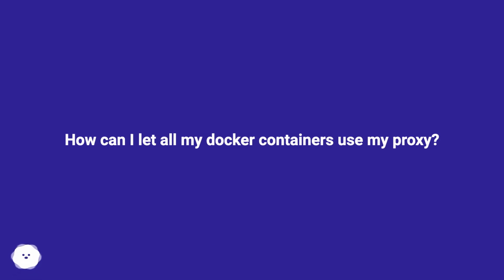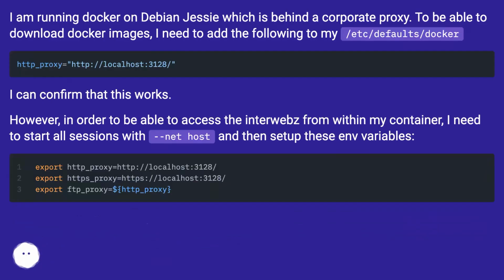How can I let all my Docker containers use my proxy? I am running Docker on Debian Jessie, which is behind a corporate proxy. To be able to download Docker images, I need to add the following to my /etc/default/docker.